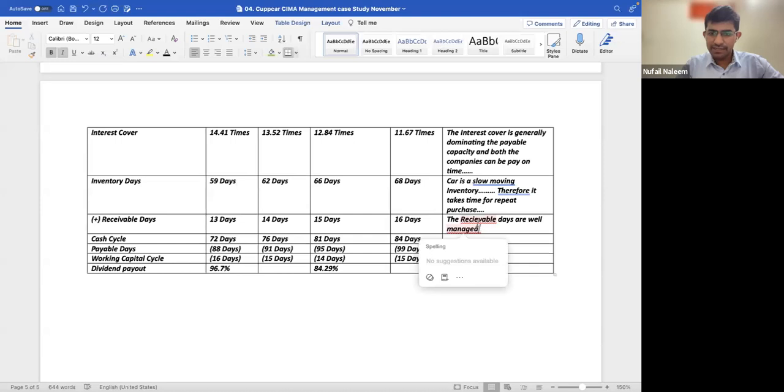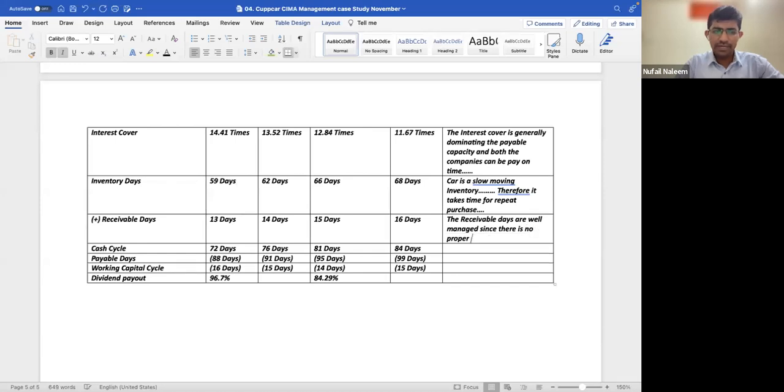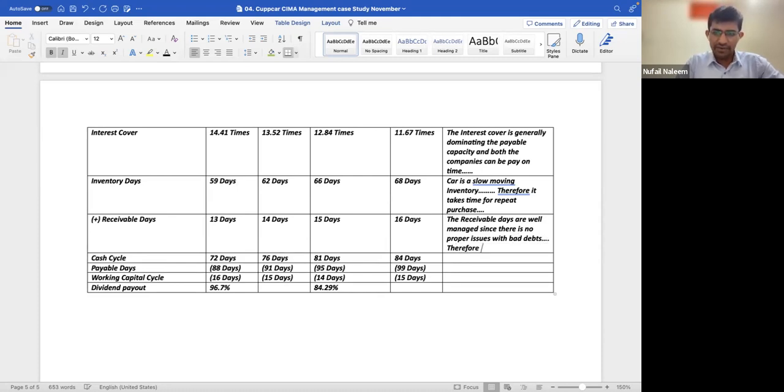The receivable days are what, students? Well managed. The receivable days are well managed since there are no proper issues with bad debts. Because anyway, bad debts can't happen, the reason being you won't sell on credit. Therefore, good management of cash.